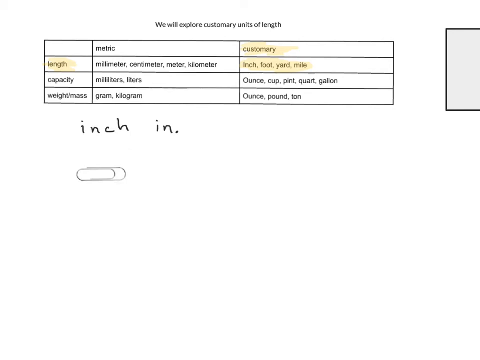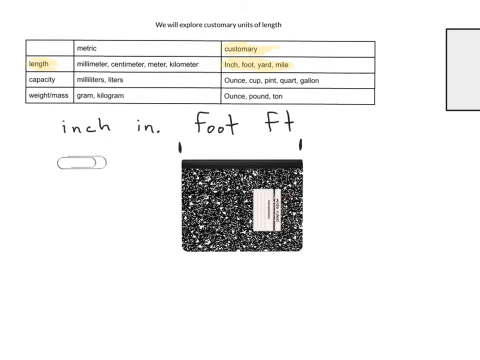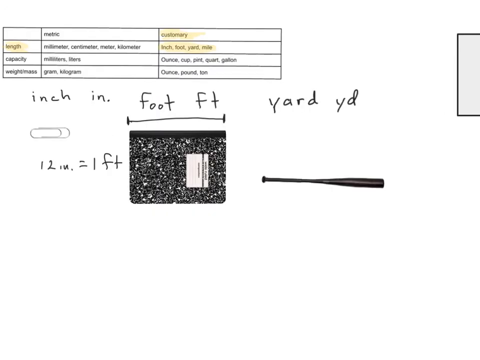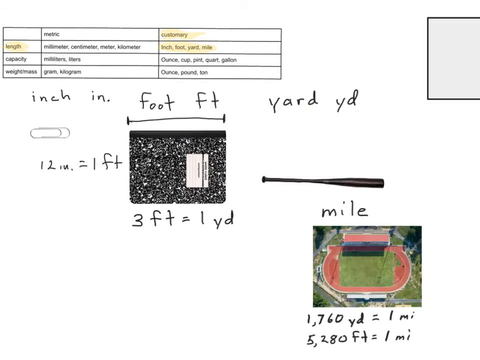So an inch is the smallest unit of measurement. It is about the length of a regular paper clip. A foot is about the length of the binding of a notebook. There's 12 inches in 1 foot. A yard equals 3 feet and is about the length of a baseball bat. And a mile is about 4 times around a track, and it's 1,760 yards or 5,280 feet.